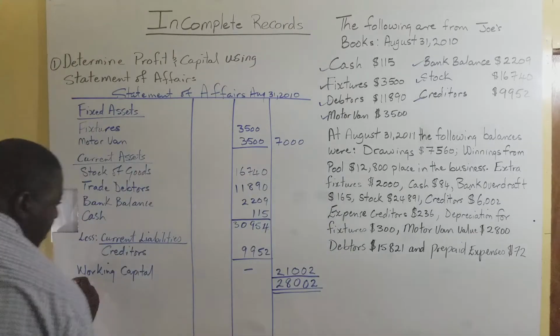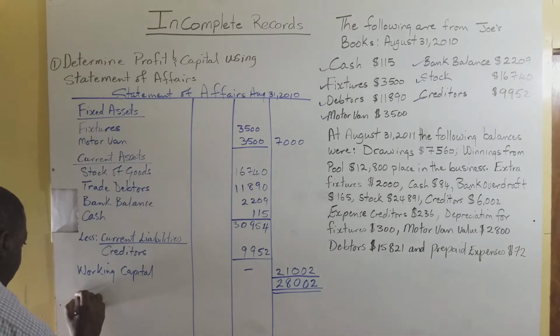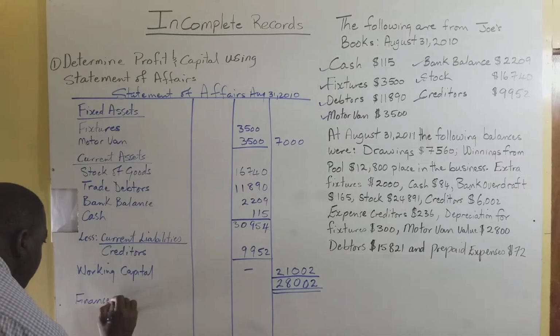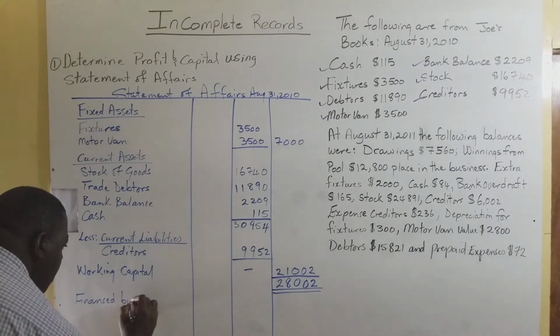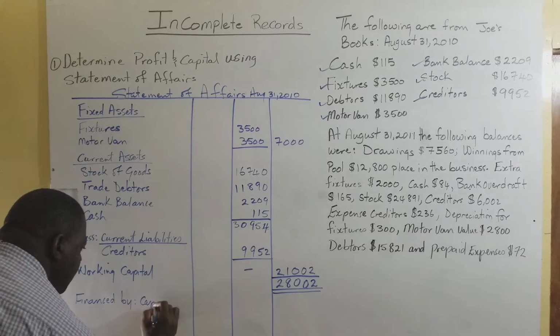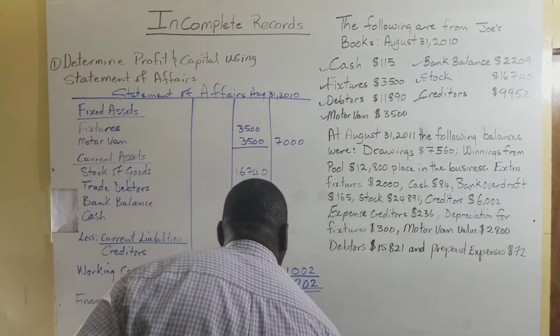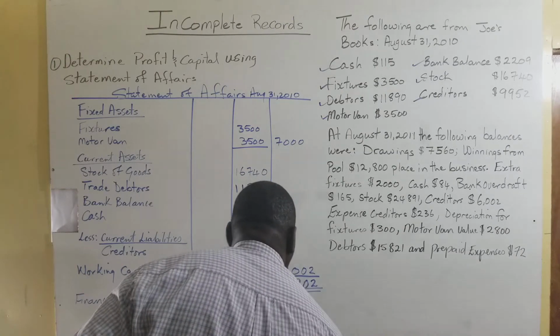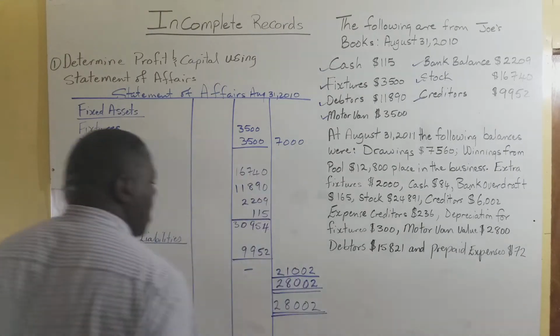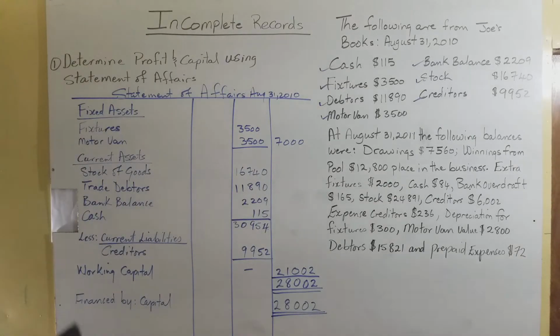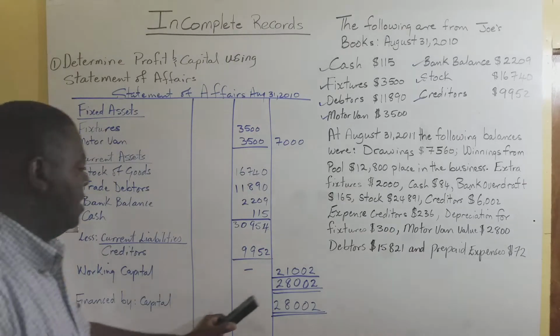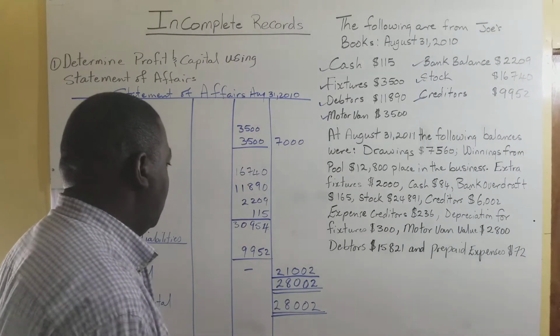All right, so now we're going to be recording financed by capital, and the capital is going to be the same amount, 28,000 rather, and 2. So this is the statement of affairs, and we prepared it to find the capital, and this is the capital, right?